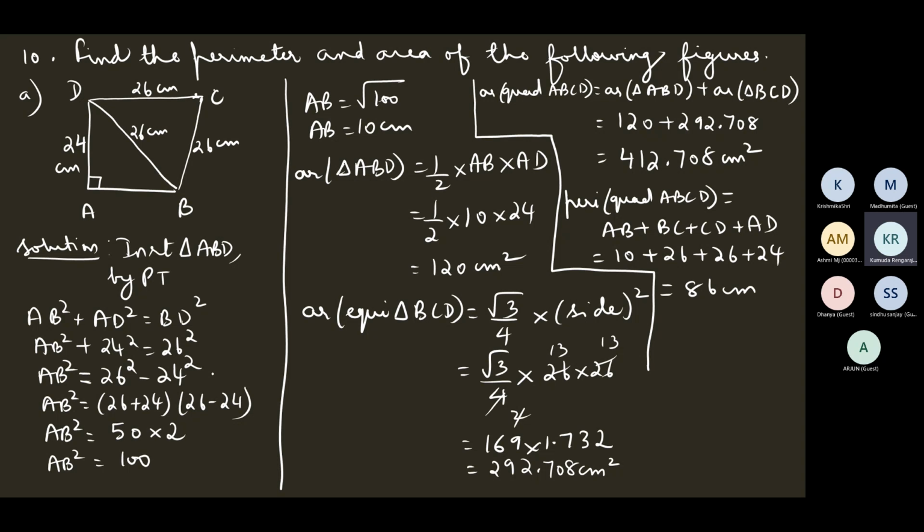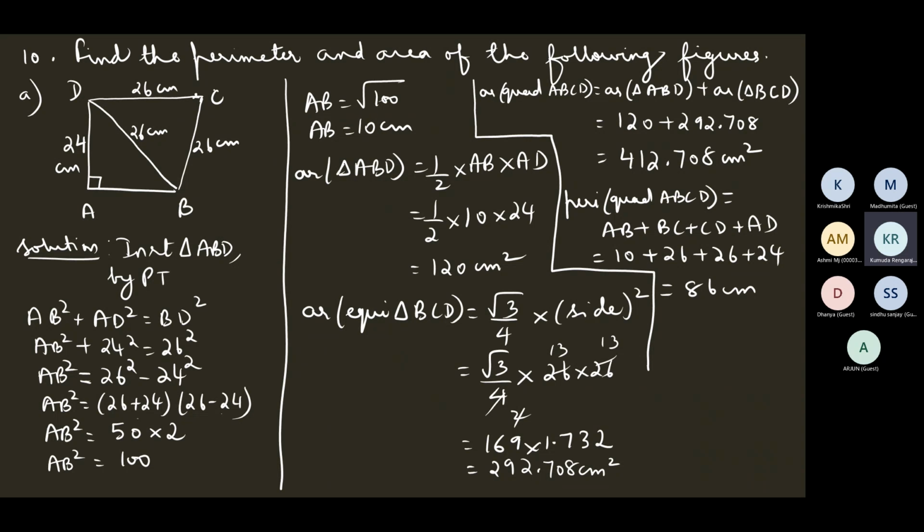The only one thing I want to say is about the calculation here. You can either do 26 square is 676, 24 square is 576, and 676 minus 576 is 100. Or I've used the identity a square minus b square is (a plus b) into (a minus b): 26 plus 24 into 26 minus 24. Anyway, you can work it either way. 26 square is 676, 24 square is 576, so 676 minus 576 is 100.